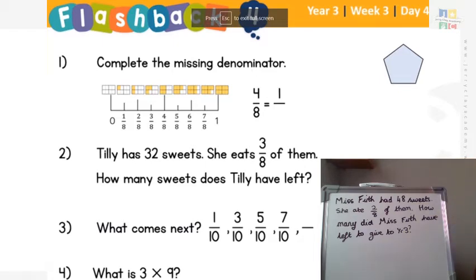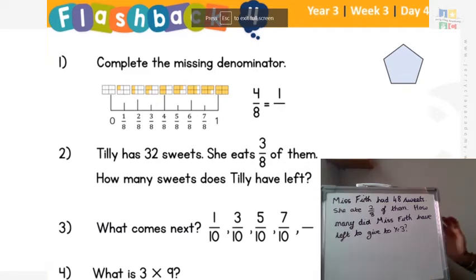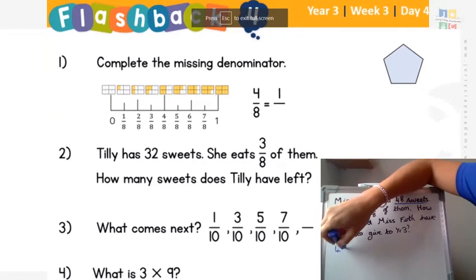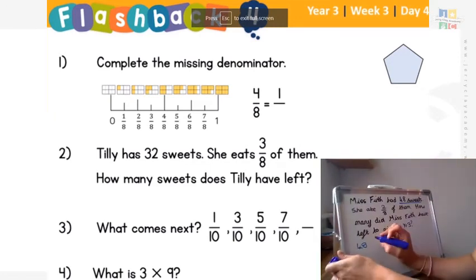So I want you to have a look, pull out the keywords, think about how to work it out, have a go at working it out, and then come back and we'll see if you've got the same working outs and the same answers that I have also got. So let's have a look for the keywords. Miss Faith had 48 sweets. So that was my total. I had 48 sweets.